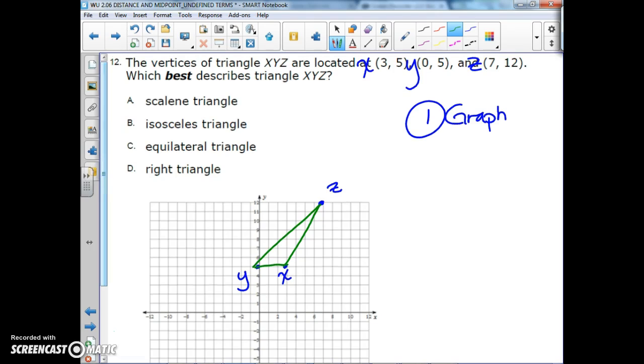So it looks to me like I have a scalene triangle. I know that this side down here, this XY, is not going to be equal to XZ or YZ. They're not going to be equal to each other. It's way too short. So I'm not going to have an isosceles. I know I don't have an equilateral because I can already see a side that is not equal. And I don't have a right angle. So the only one left is scalene.